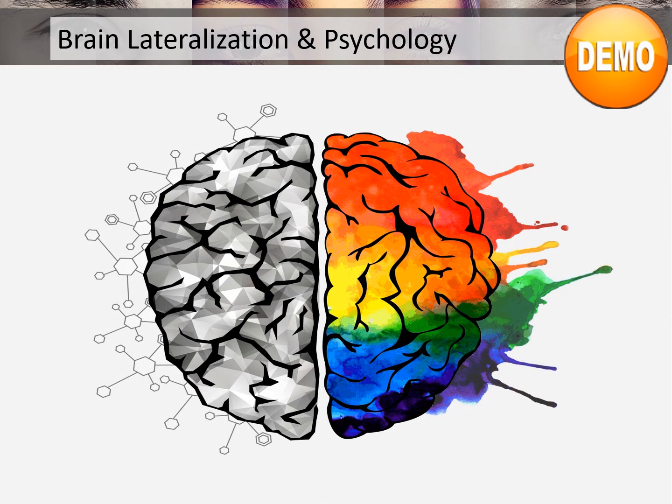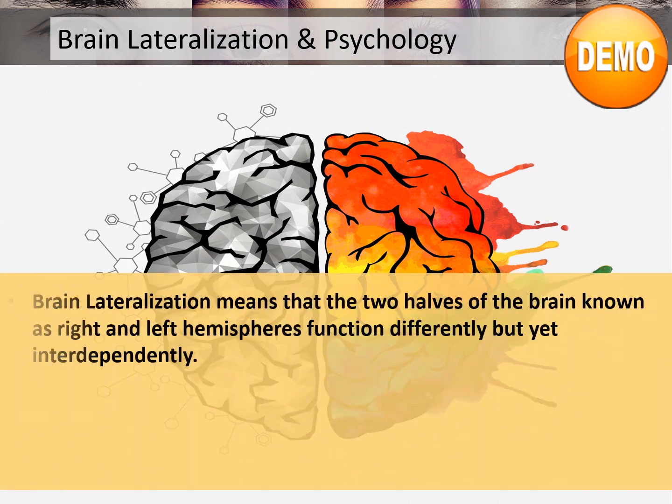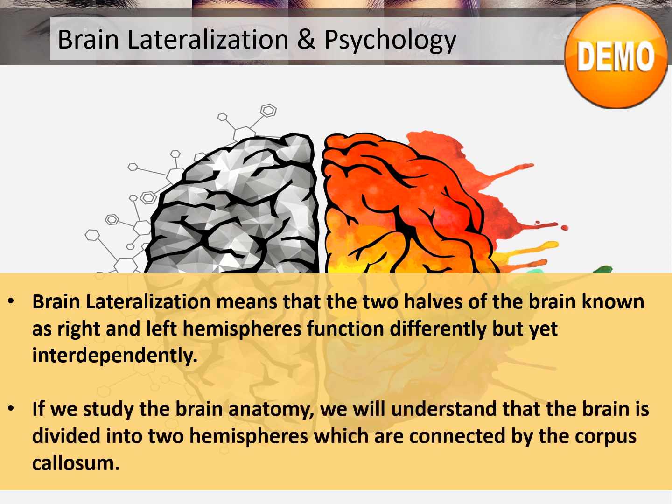Brain lateralization and psychology. Brain lateralization means that the two halves of the brain, known as right and left hemispheres, function differently but yet interdependently. If we study the brain anatomy, we will understand that the brain is divided into two hemispheres, which are connected by the corpus callosum.